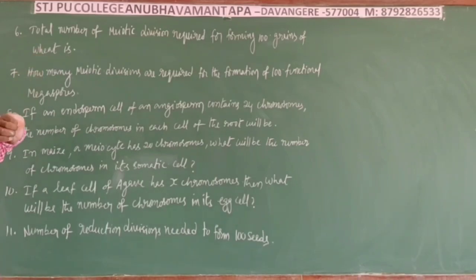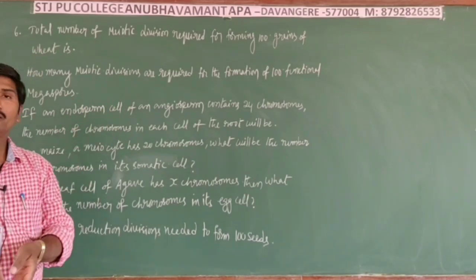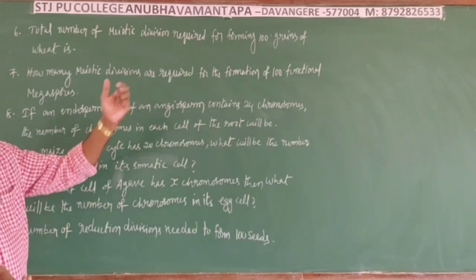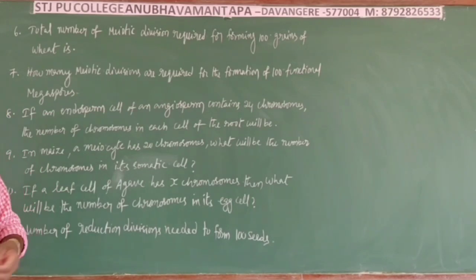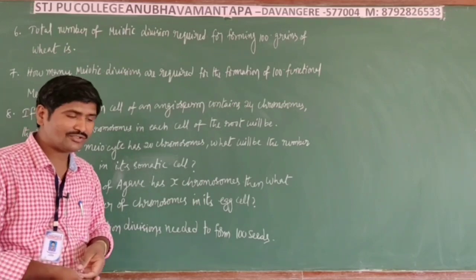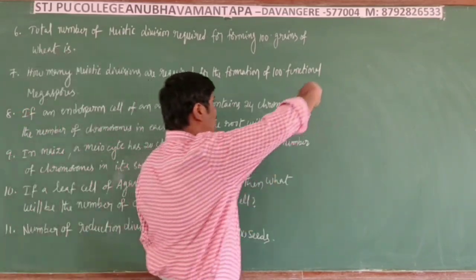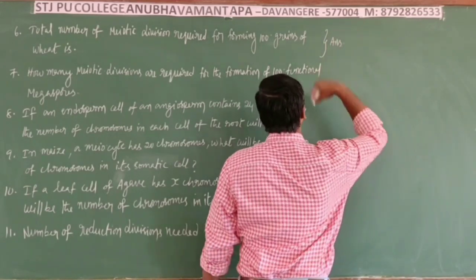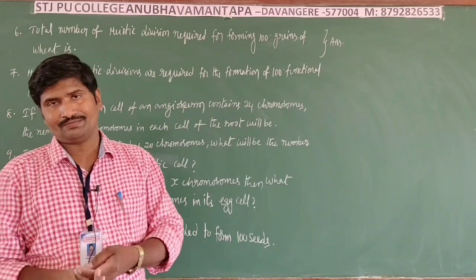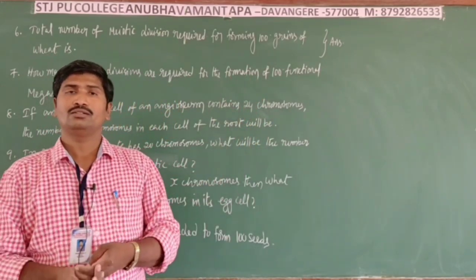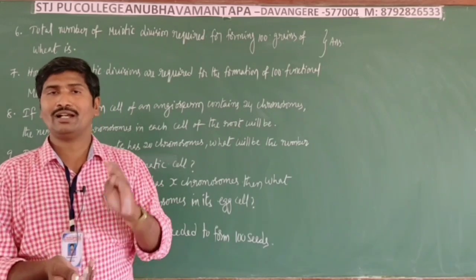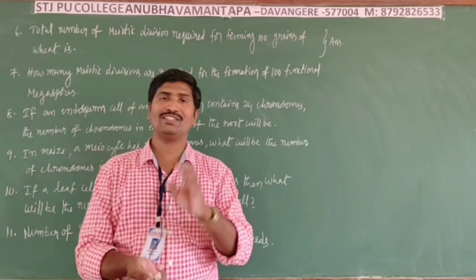The total number of meiotic divisions required for forming 100 grains of wheat is... total the formation of 100 grains. The 100 grains of wheat, how many meiotic divisions are required? See here, the formation of seeds, grains. The seeds are fruit, compulsory here. The pollination as well as the fertilization takes place in flowering plants.